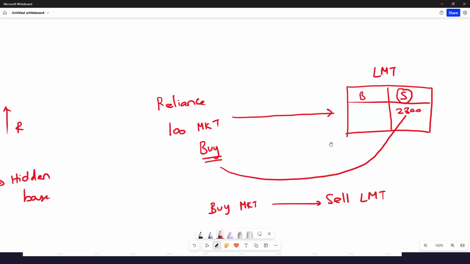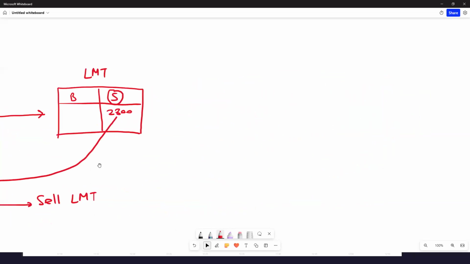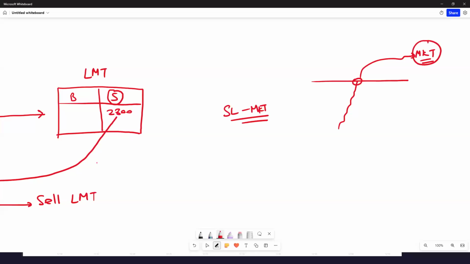Even if you're placing an SL market order, what will you have? You'll have a trigger price. When the trigger is reached, what will happen? This order will be transmitted to the exchange as a market order. An SL market order is also nothing but a market order, but it waits for a certain level to be touched, and then the market order is sent to the exchange, and that market order will interact again with the limit order only. So basically, there are only two orders: market order and limit order.